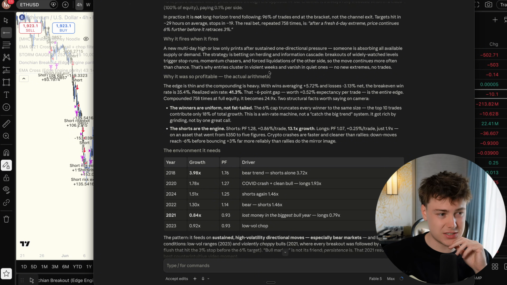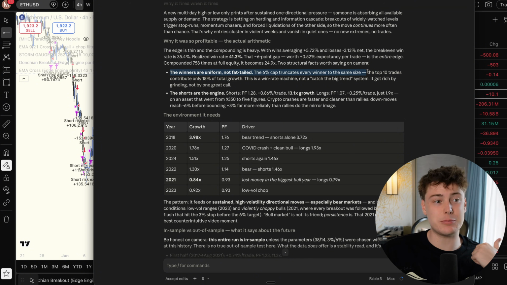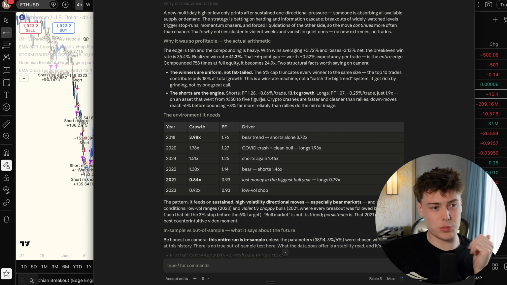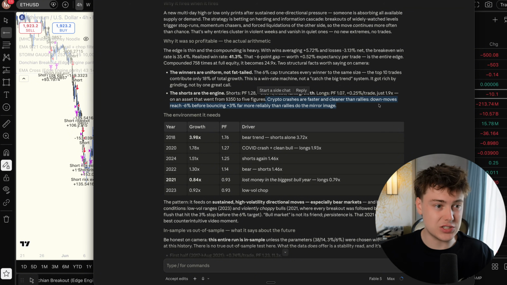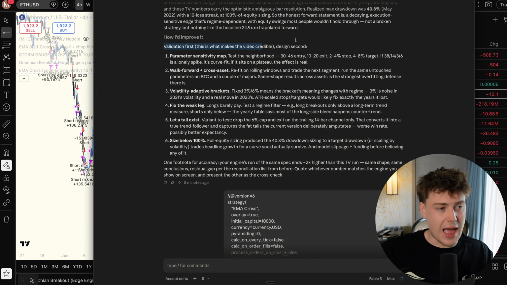Two structural facts worth mentioning. The winners are uniform, not fat-tailed. The 6% cap truncates every winner to the same size, and the shorts are the engine. Crypto crashes are faster and cleaner than rallies. Down moves reach 6% before bouncing 3% far more reliably than rallies do in the mirror image. So that's one of the reasons why the strategy maintained profitability in the downtrend. That was one of the questions that I asked before: how Claude would improve it.